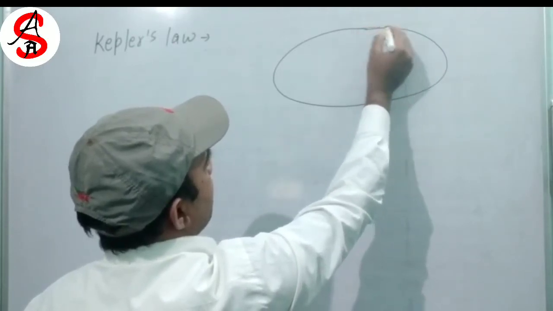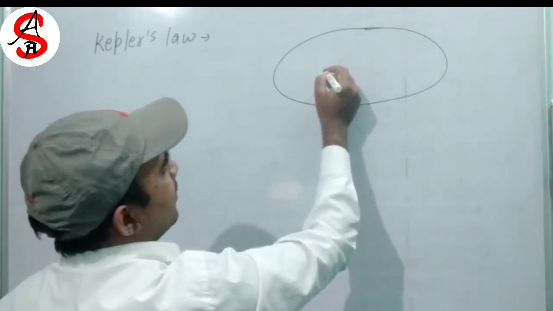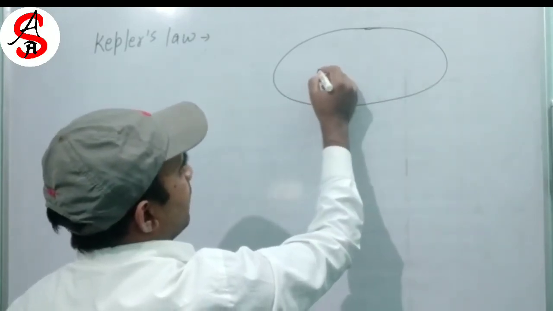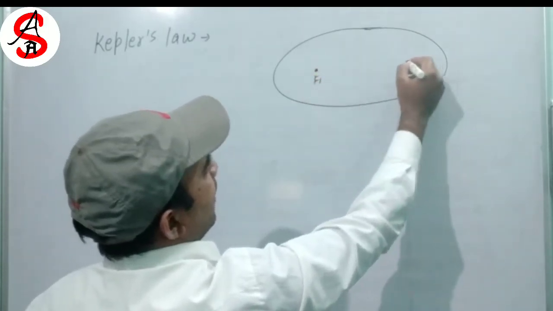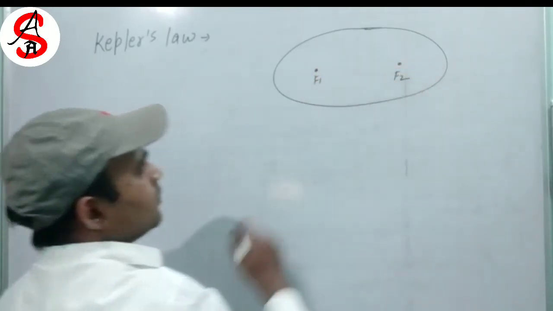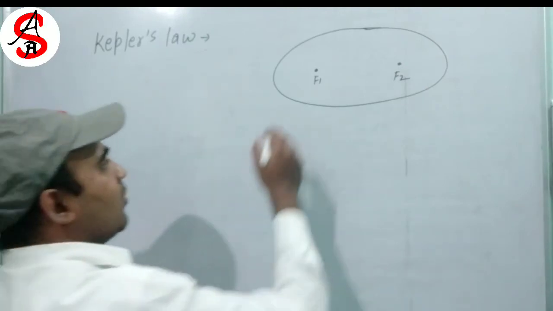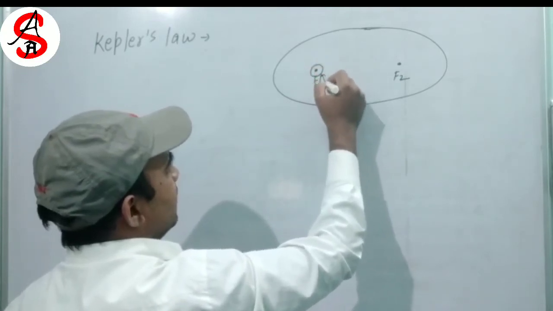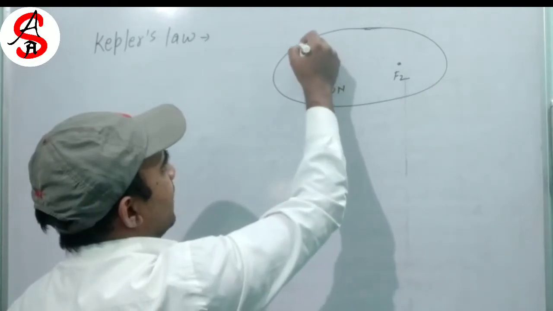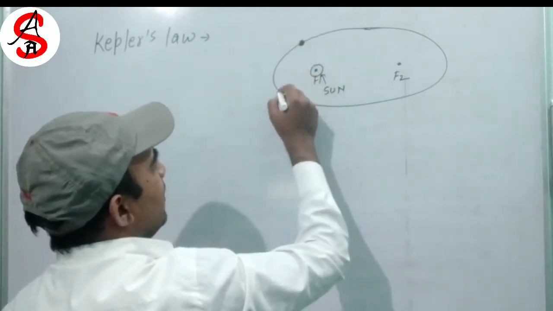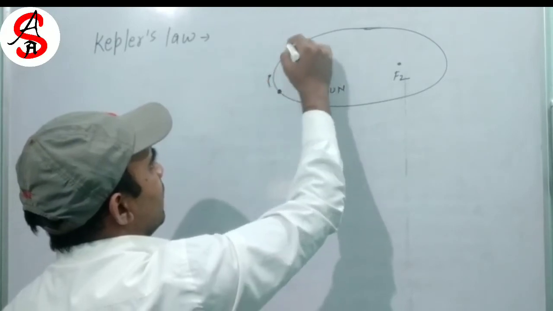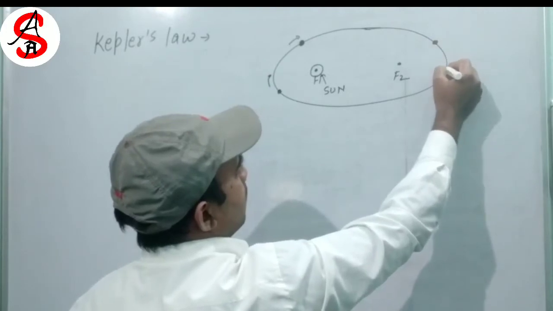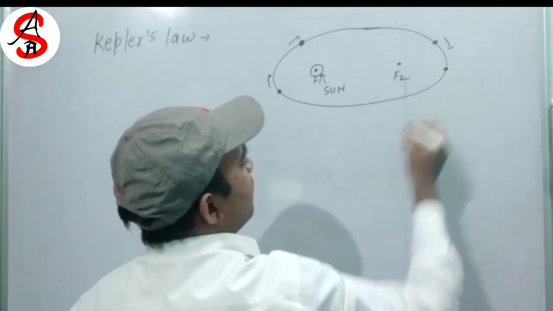Like this. This is the elliptical orbit, and this elliptical orbit has 2 focus, focus 1 and focus 2. And the Sun is at one of the focus. Here is the Sun, and this is the planet which is revolving around the Sun.